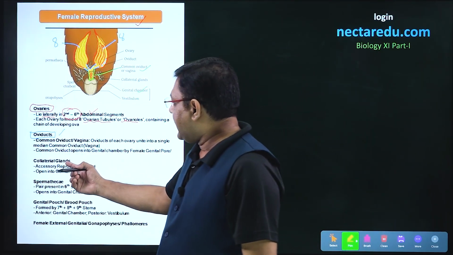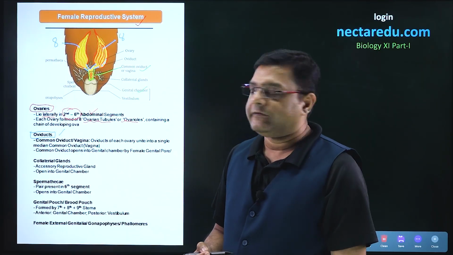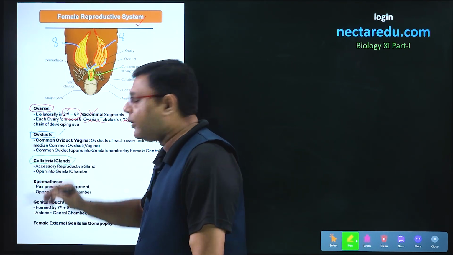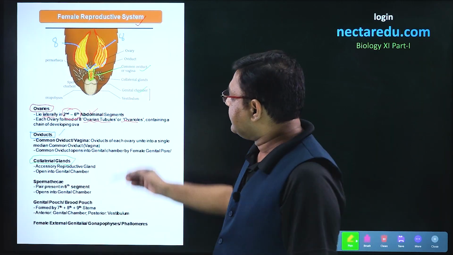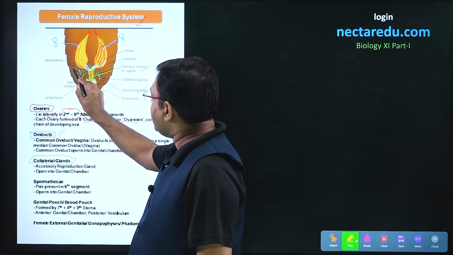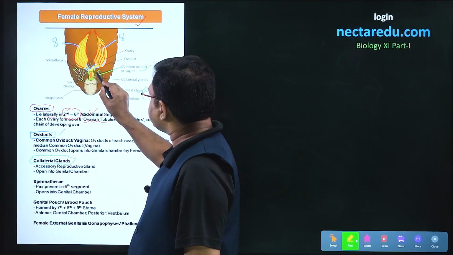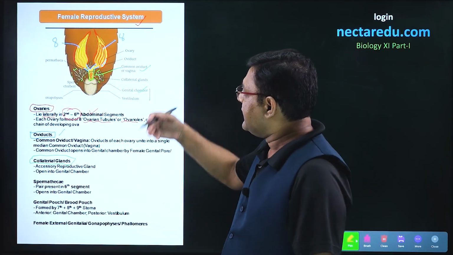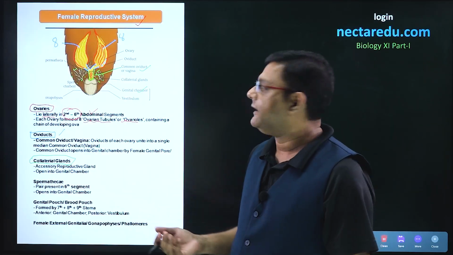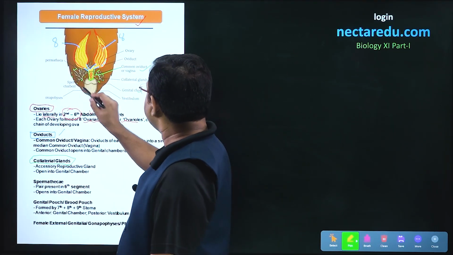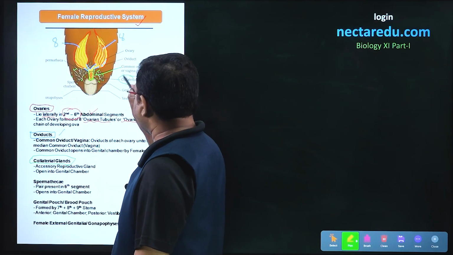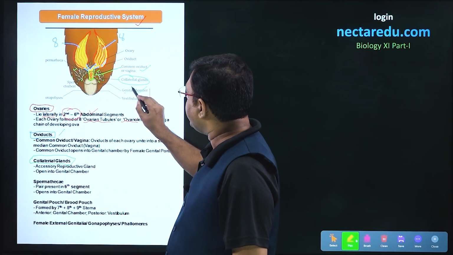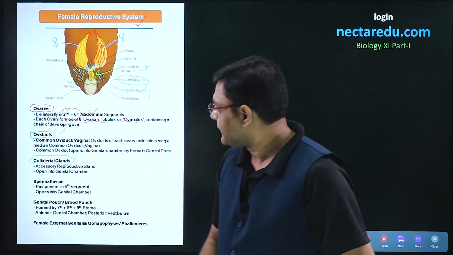Talking about the accessory glands which are present in females, so one accessory gland is present that is called as collateral glands. In the diagram, we can see these branched structures. So these are not same on both sides. One side it is larger, one side it is smaller, and these structures are called as collateral glands. These collateral glands also open into genital chamber.